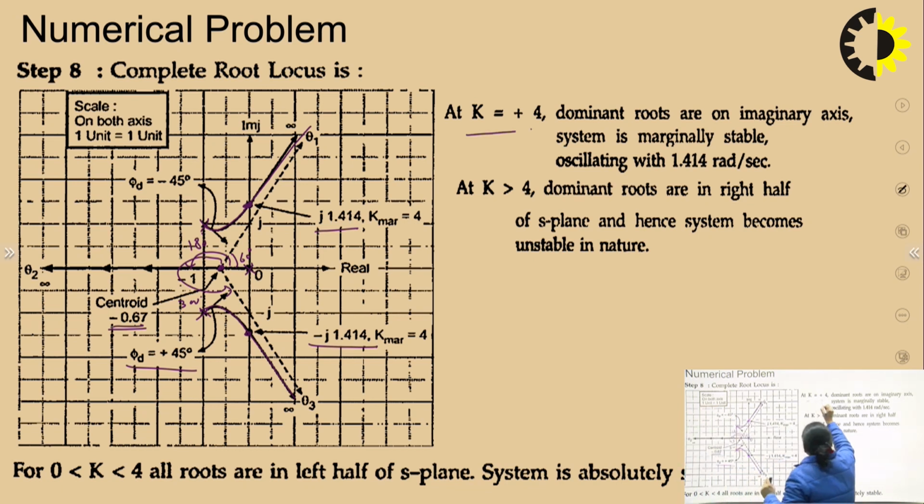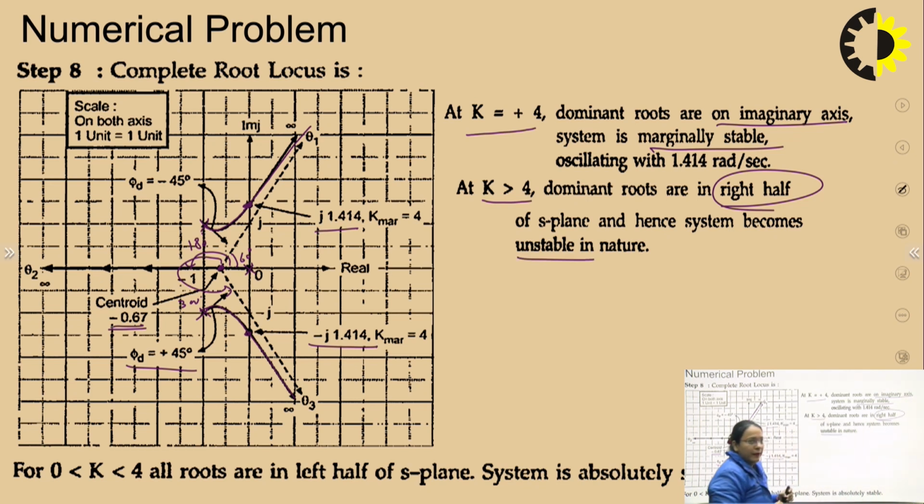At k equals 4, the marginal value of k, the dominant roots are on the imaginary axis and the system is said to be marginally stable. If k is greater than 4, the roots will shift into the right half of the S plane and the system will become unstable. While if k lies between 0 and 4, the roots will shift into the left half of the S plane and the system will be absolutely stable. I hope this question is clear to you.